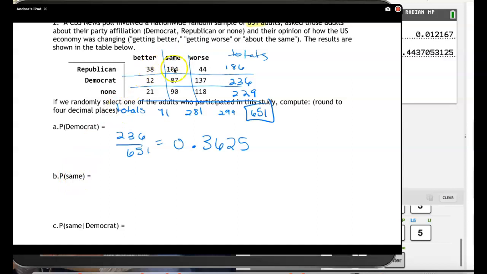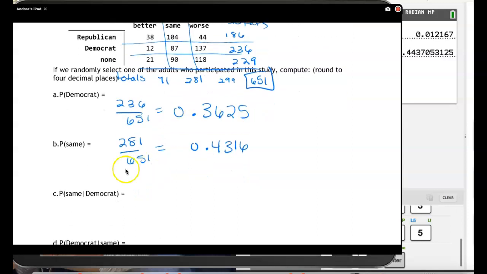Now it wants to know what's the probability that they think the economy is the same. Well, the same is now a column. So I want you to ignore the better and worse, only look at this column right here. The total for the same is 281. And because that's that whole column, then we divide by our overall total sample size. So we have 281 divided by 651, or 0.4316.